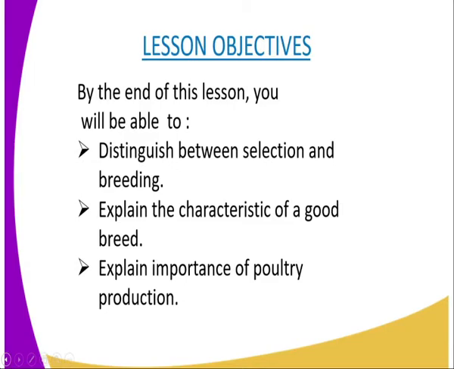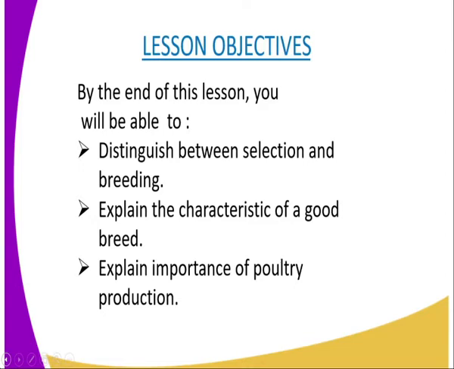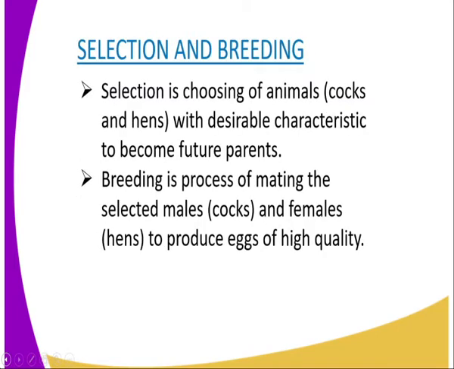Today's lesson is Form 4, Lesson 1. The topic is poultry production and the subtopic is selection and breeding. By the end of this lesson, you should be able to, number one, distinguish between selection and breeding. Number two, explain the characteristics of a good breed. And finally, number three, explain the importance of poultry production.